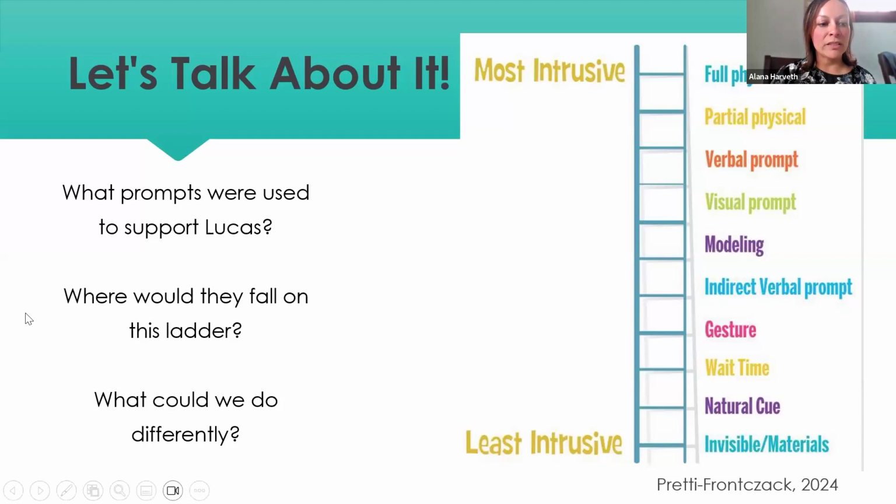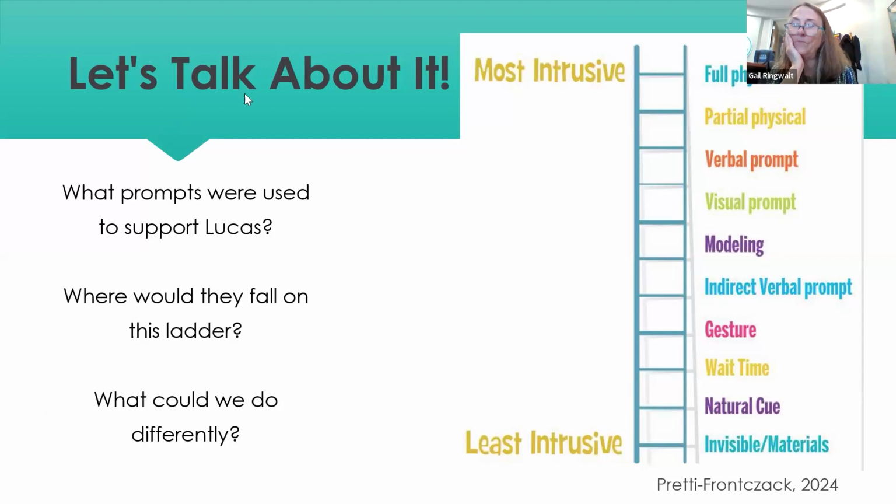And I'm going to take my own advice and give wait time. So we have verbal. If you want to talk, you can unmute yourselves. Absolutely. Verbal. So remember, verbal's up here at the top. Everybody kind of put verbal, yep. So thinking about it, Ms. Thompson did a lot of verbal prompts. Indirect verbal, yes.